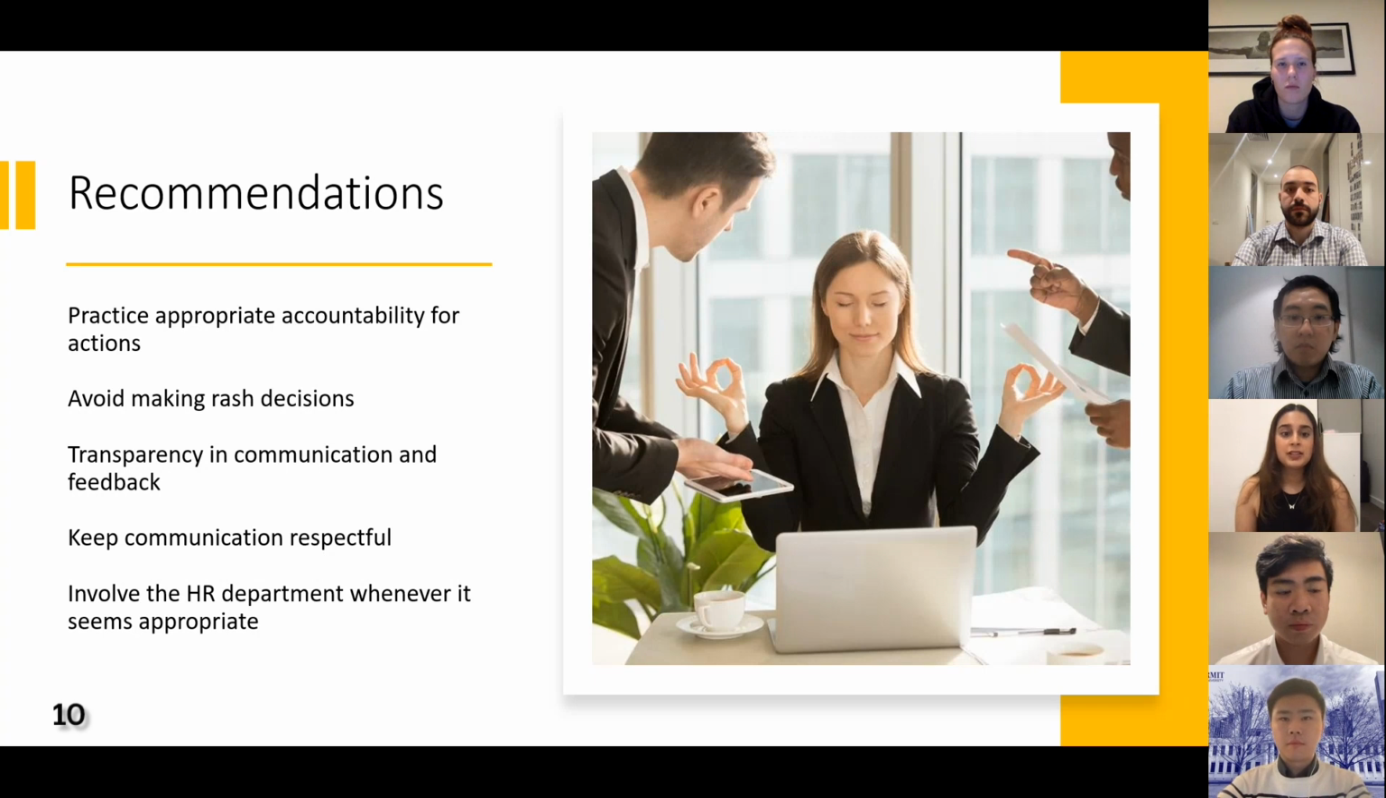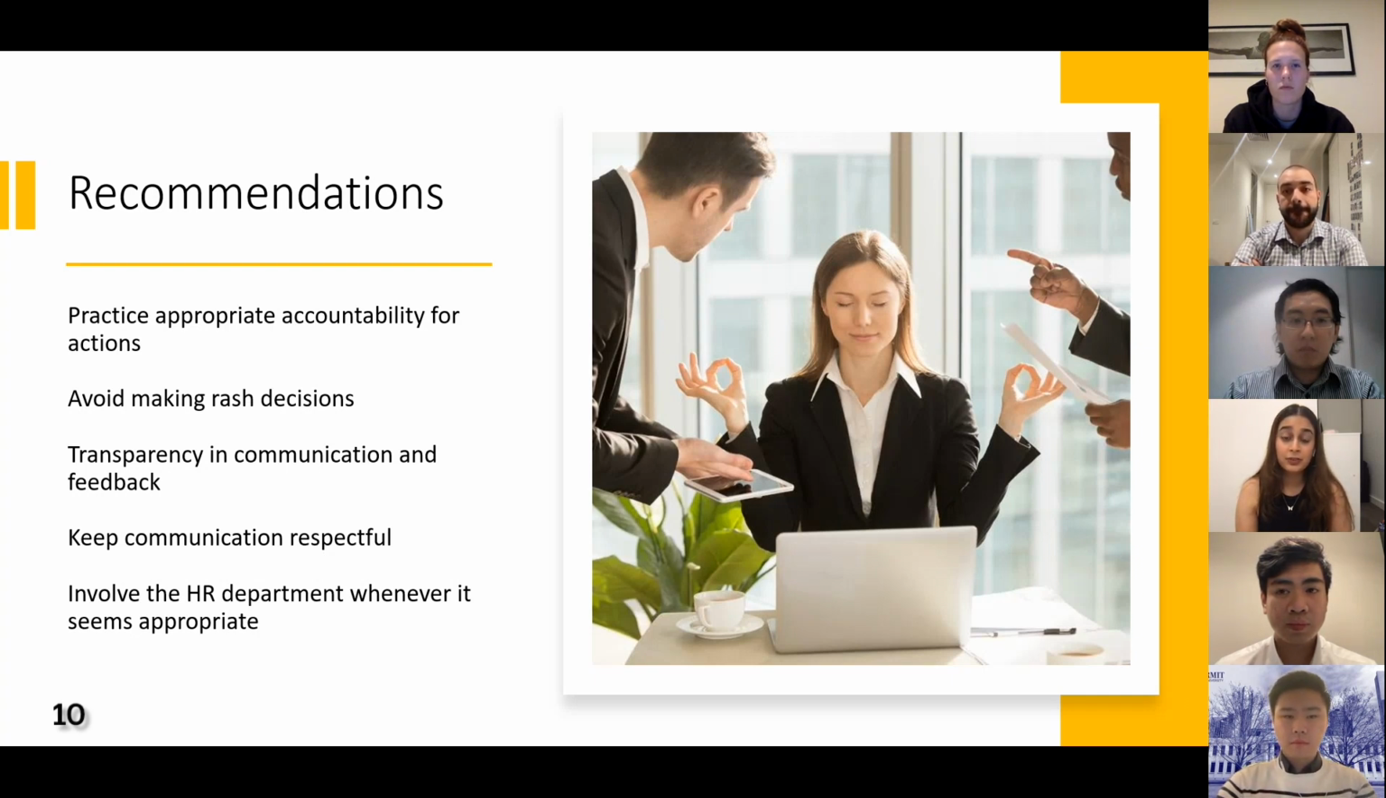The third one would be transparency in communication and feedback. Poor communication, as you all know, is one of the biggest reasons for conflict. So it is very essential that the communication is transparent, and the same goes for the feedback from the employee side. The fourth would be keeping the communication respectful, extremely important. It is very important that the company invests in a culture of positive employee relations in order to maintain a healthy workspace environment, which typically includes treating the staff with dignity and respect, which has been an issue in the case of Tesla.